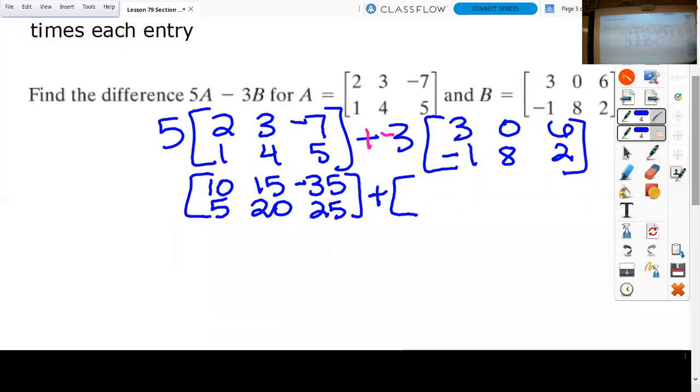Now I'm distributing a negative 3. So I get negative 9, 0, negative 18, 3, negative 24, and negative 6.